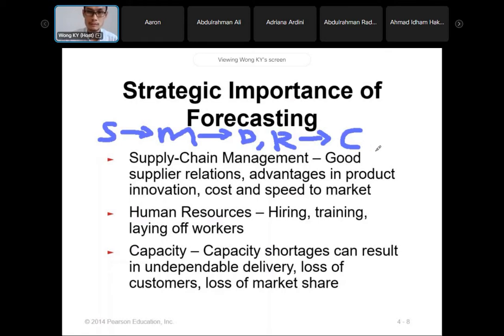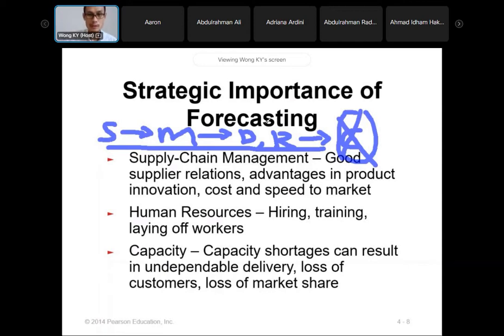Imagine if we do not know the customer demand, then what will happen? It will affect everyone. It will affect all the distributor, retailer, manufacturer, and supplier in the whole supply chain. Once we do not know this, the whole chain will be affected. So therefore, it has a very strategic importance to supply chain management.